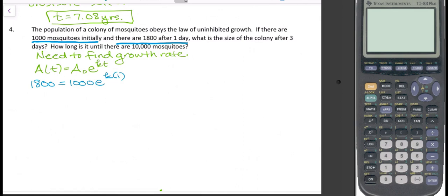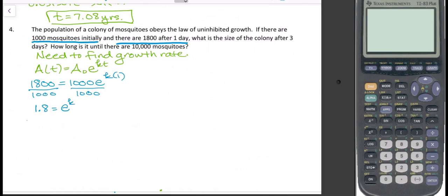This isn't one where I can start with any initial amount because this isn't a doubling time problem. I have a specific relationship between an initial amount and a final amount given to me in the problem. So that's what I want to use. I'm first going to have to divide out that 1,000 from both sides, which is going to give me 1.8 equals e to the k power.